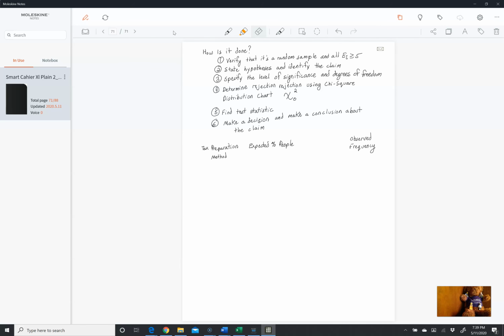Sometimes you'll be given 2 separate charts where you get tax preparation method, expected percent of people, and then another one that has tax preparation method and then observed frequency. And you would have to add the different charts. Okay. So the expected frequency, we already calculated it, so I'm not going to calculate it again. I'm just going to use what we found.